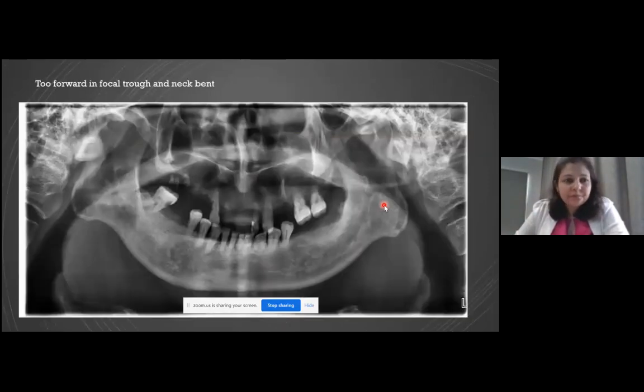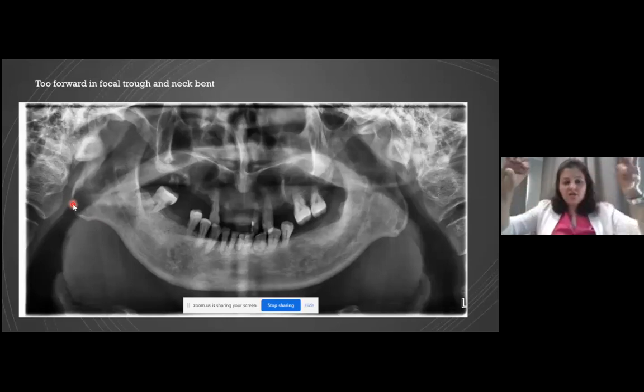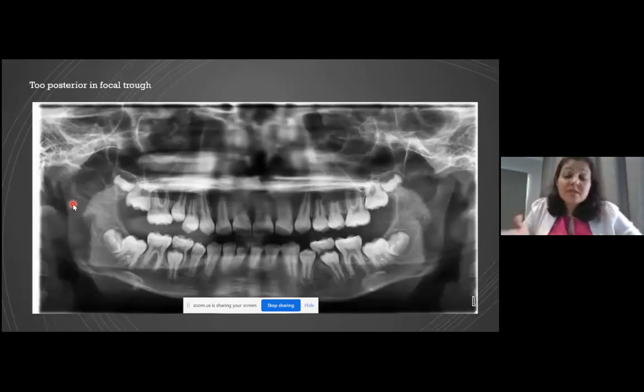Right, so this is a case where you're seeing that the gonial angles are very prominent. The patient has been placed too forward in the focal trough and the neck is bent. So that's why you're seeing that the jaw is tipping, the arch is like a smiling face, and the arch is tipping inwards.